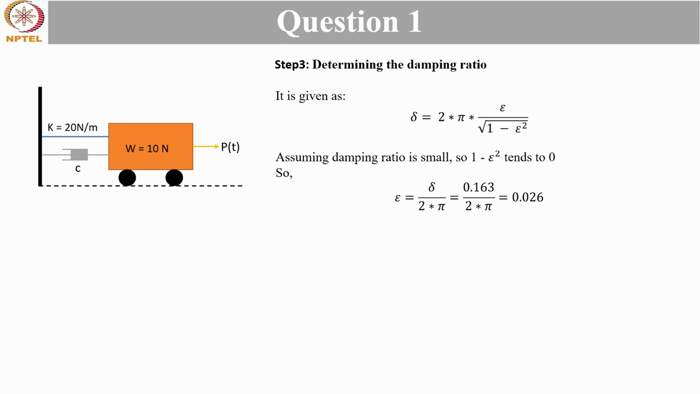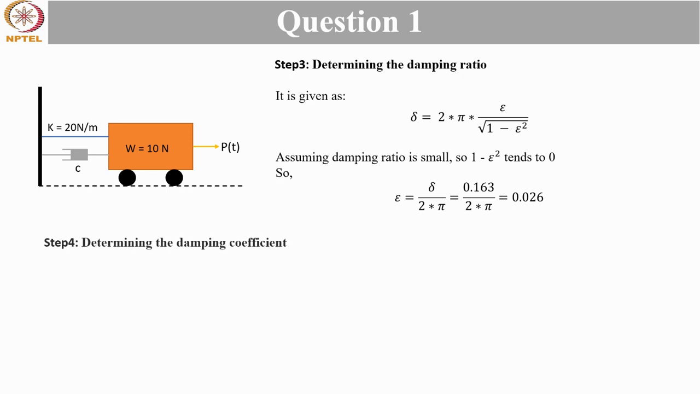Thus epsilon will be equal to delta upon 2 pi, and on solving this we will get 0.163 upon 2 pi, which is equal to 0.026 or 2.6%. If the damping ratio is less than 10%, then you can make this assumption of 1 minus epsilon square tends to 0, so that you can simplify the relation. So this is the third part of the question, determining the damping ratio, epsilon.